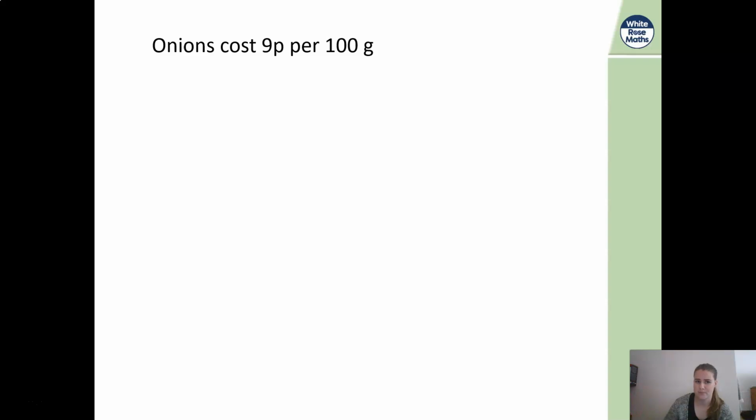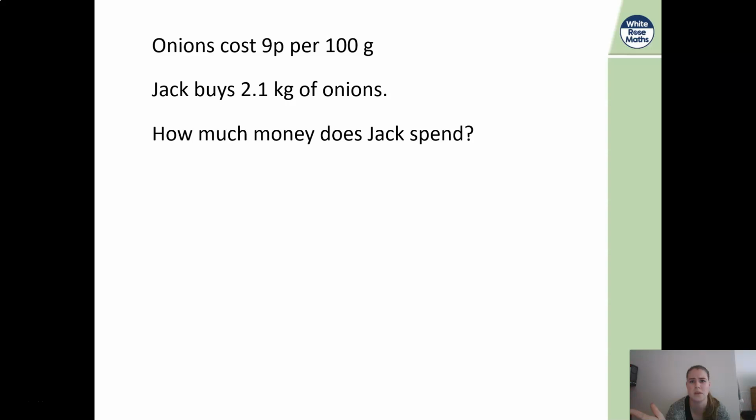All right then, last one. So onions cost 9p per 100 grams. Okay, and Jack's going to buy 2.1 kilograms of onions. And we need to know, how much money does Jack spend? So let's think about what we know. We know the onions cost 9p. We know that's per 100 grams. We know that Jack buys 2.1 kilograms of onions. Now, does anyone spot the problem already? Yeah, good. Grams and kilograms here.